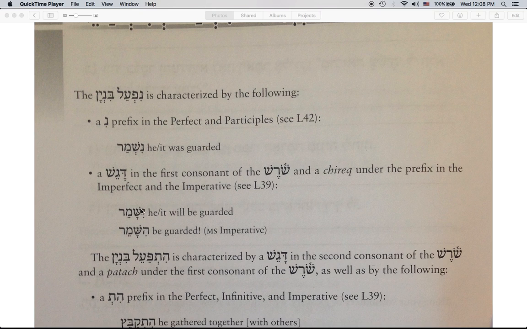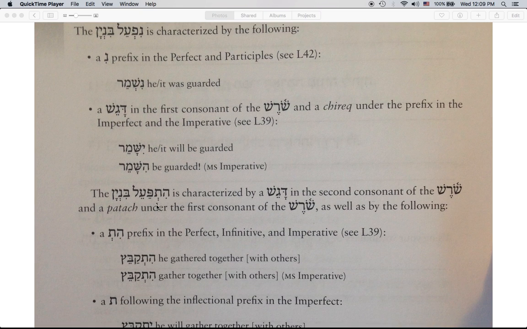There's a hireq underneath the prefix for the imperfect and the imperative. We see that hireq as well in the perfect and the participles. So that vowel is left behind, even though the noon has been pushed into the next letter. So look at the word nifal here. Nifal, the noon and the hireq, ni. We add that ni onto the front of the perfects and participles. That ni is still there in the imperfects and imperatives, except the noon has been pushed into the first letter. We still have the i vowel there. So when you think nifal, think noon, or that N sound, being added on the front of the word.